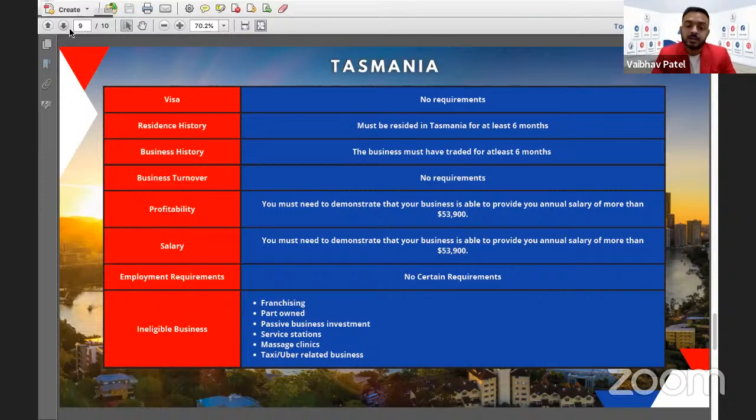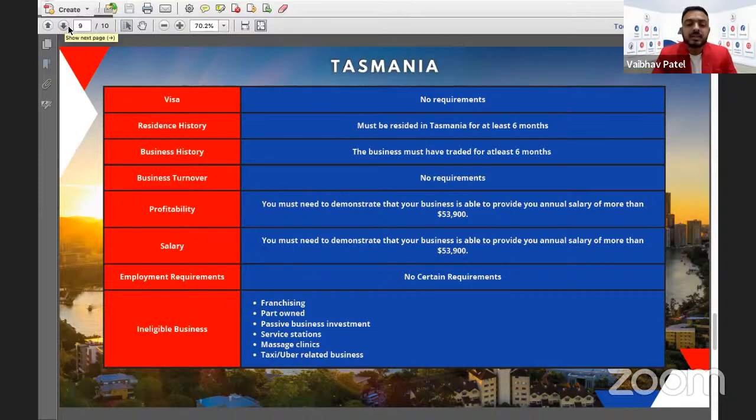Now, there is no employment requirement. That means you don't really have to employ any Australian employee. But if you are employing an Australian employee, that is an advantage to your case again, because when you apply for a state nomination with Tasmania, they do look at all the factors like this.